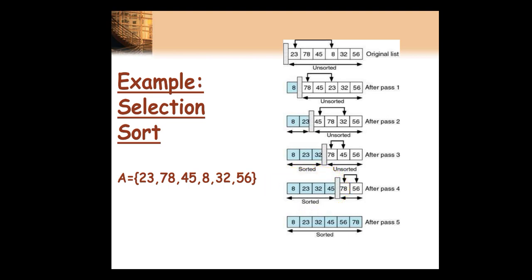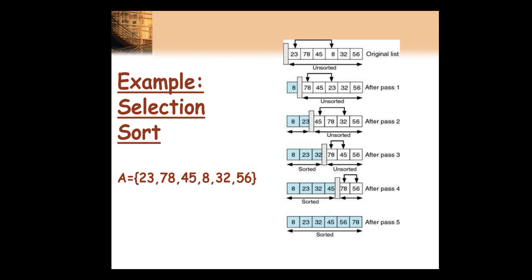Then now we have only two elements in hand, so we check whether 78 is larger than 56. Yes, so we need to swap them. So 56 comes at the 78's position and 78 goes at the 56's position. So we swap them and we get the fifth element at its proper position. Now there are no elements remaining to compare, so we find our whole array is sorted.